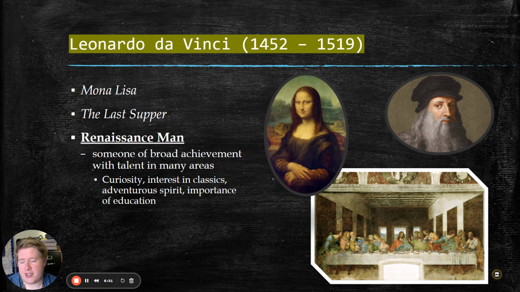Now, Da Vinci is considered to be a Renaissance man. This is someone of broad achievement with talent in many areas. We have a term for this today. Like, if you've heard the term jack of all trades, that's what a Renaissance man is. They have a lot of curiosity. They're interested in the classics. They're adventurous. They thrive on education, and they're really focused on that sort of thing.